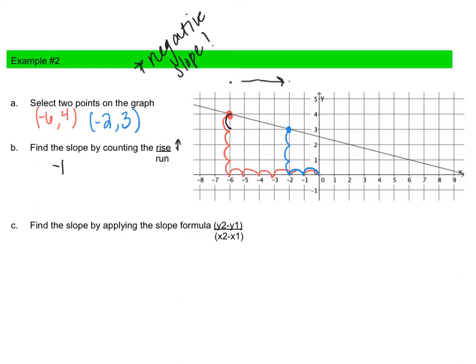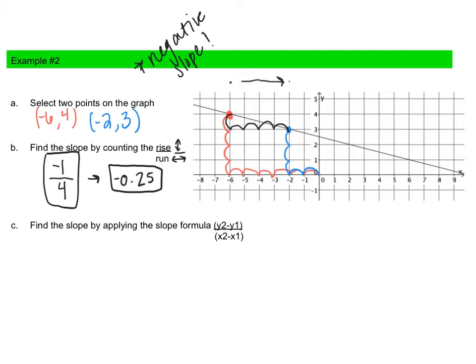Remember that tells us this. And our run, how many we go over, is going over 1, 2, 3, 4. So it's going to be -1, down 1, over 4. All right. And this can't really be simplified. If you want to turn it into a decimal, you can. This is the same as saying -0.25. But this is my slope that I've calculated using rise over run.